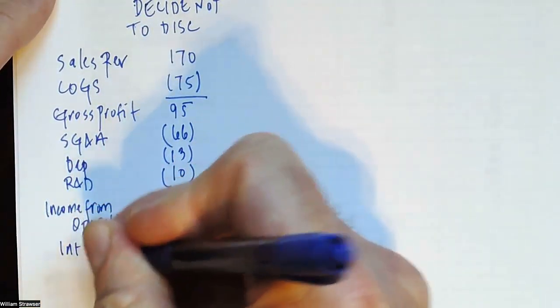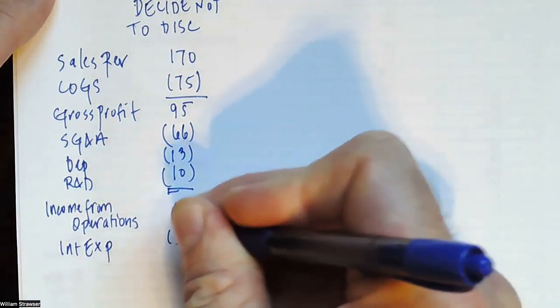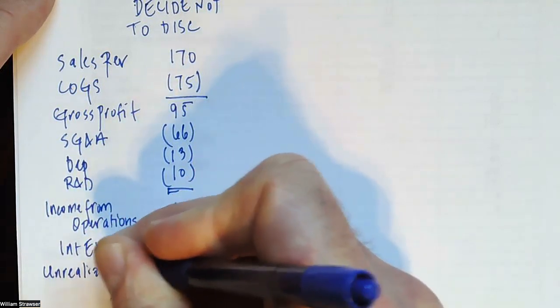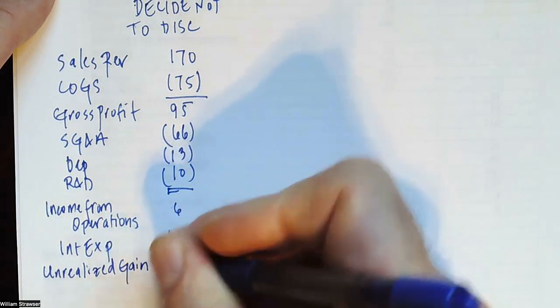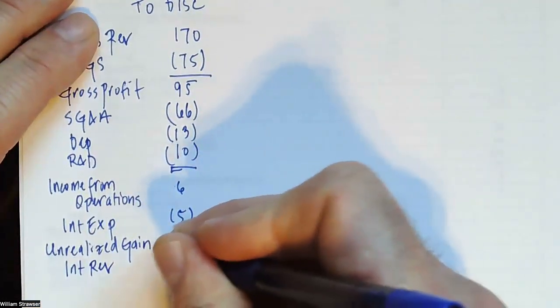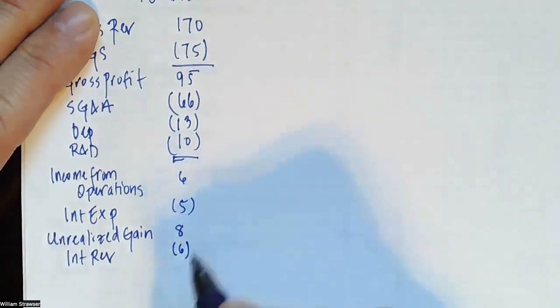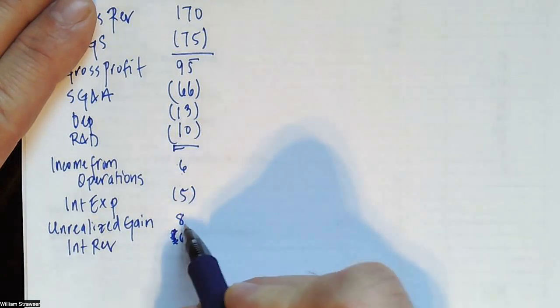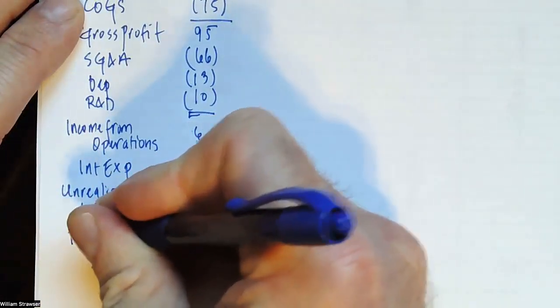So we take that interest expense, which was 5, the unrealized gain, because we haven't sold them yet. We're still holding on to those investments. That was 8. And this is the interest revenue we've received from others, borrowing our money. And oops, sorry, should not be negative. That's a revenue. So we take 6, subtract 5, add 8, add 6. That brings me up to 15. And that is my pre-tax income.